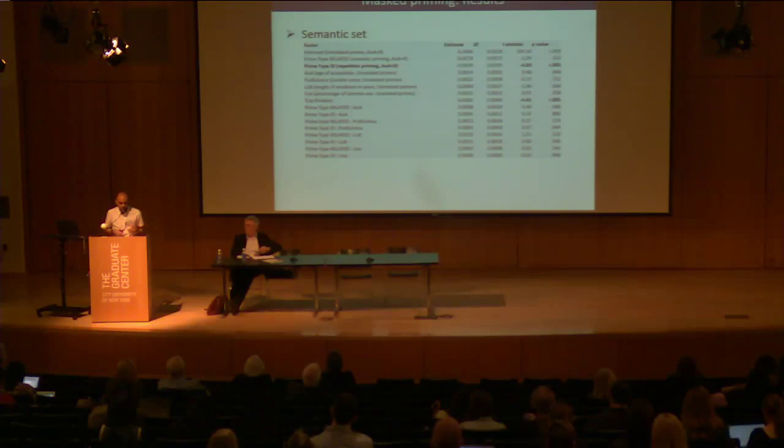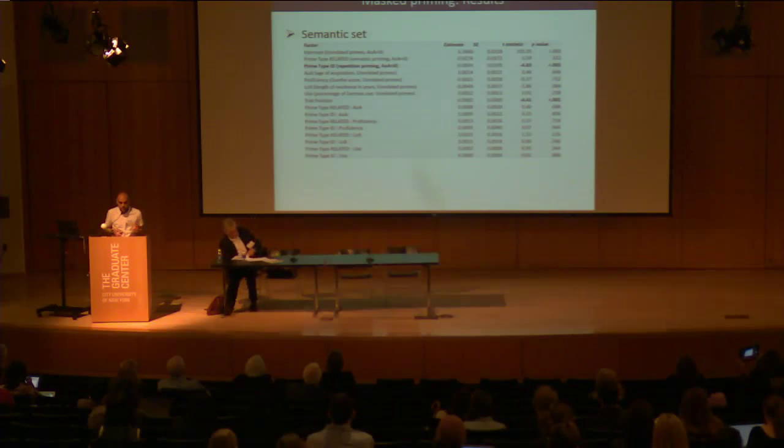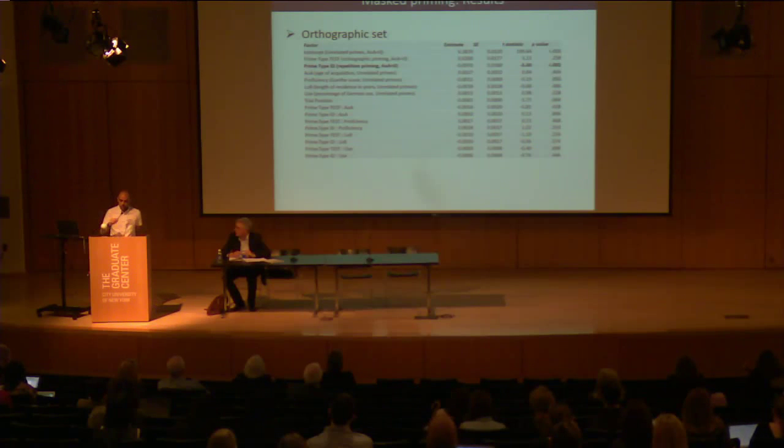For the semantic set, so for those items that overlapped in terms of meaning, we didn't find any priming effects, we just found repetition priming and no modulation by age of acquisition or by proficiency or any of the other covariates. And the same thing happens for the orthographic priming set. That is, when primes and targets overlap in terms of shared letters, in terms of form, then there is no significant priming.